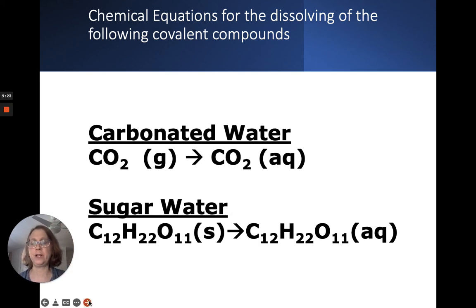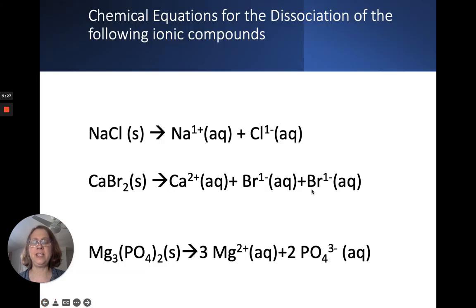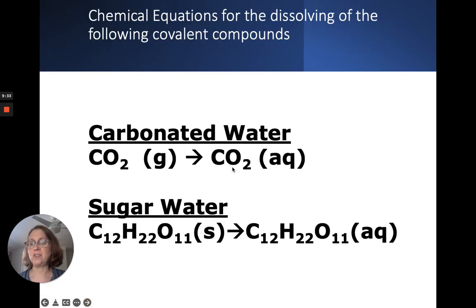So that's different than ionic, which I'm going to go back and show you one more time. Notice how these break up into ions. They dissociate. They're ionic. Covalent, on the other hand, just stay as molecules. The only thing that changes is the form. Is it a gas? Or AQ again means dissolved in water.